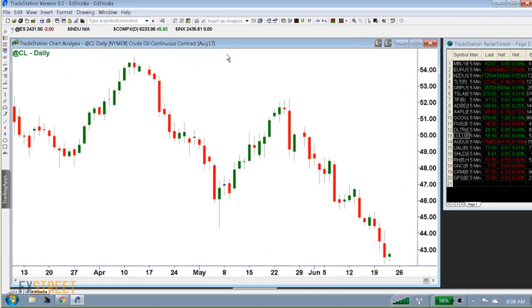You can see it's just been brutal. We're under 43 now. Every time we look at this, it seems to be a dollar lower, right? Another red candle and another dollar lower on the price of oil. And you begin to wonder, is it more than just a supply issue? Is it a demand issue? Which would be very bad news.